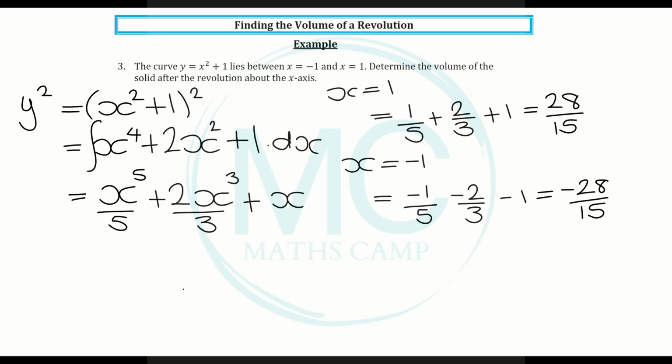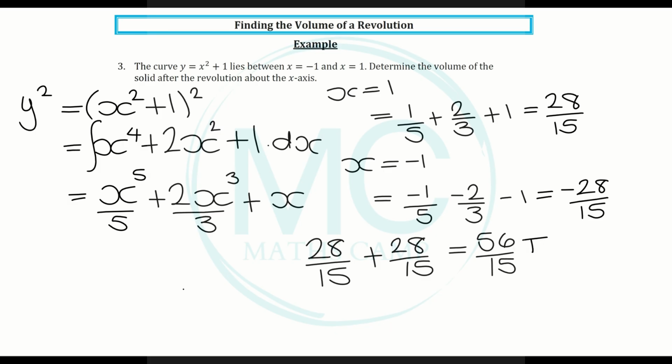Finally, we subtract the smaller value from the larger one. So I can say 28 over 15 minus -28 over 15 is equal to 56 over 15. We are working with volume, so we multiply this by pi.